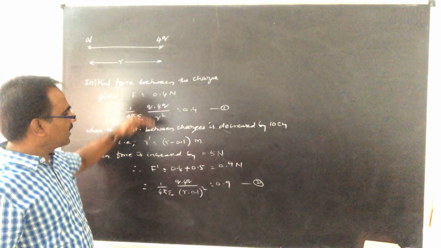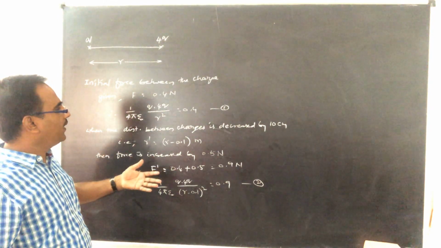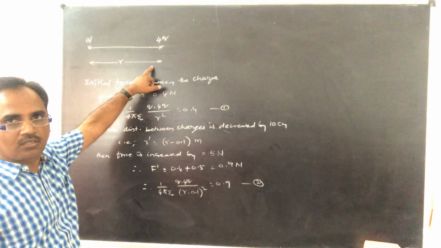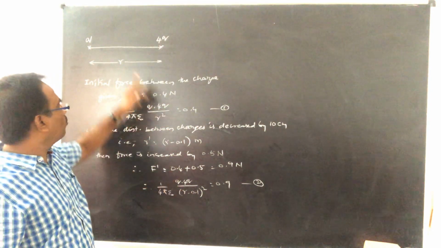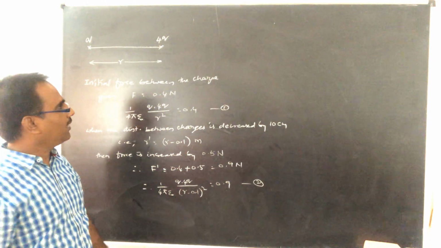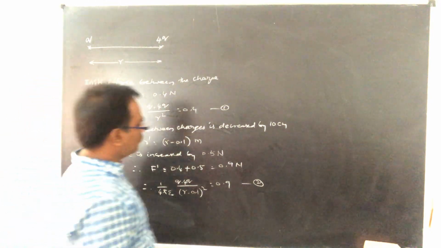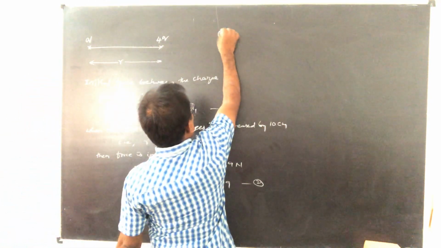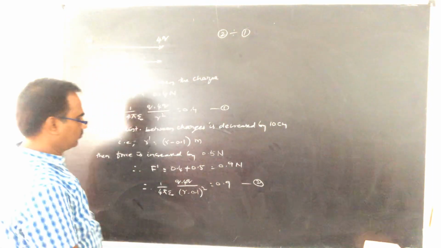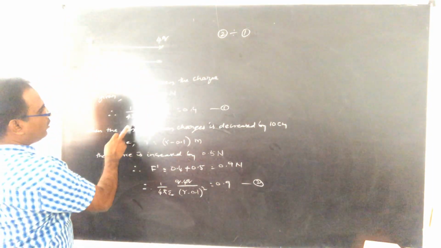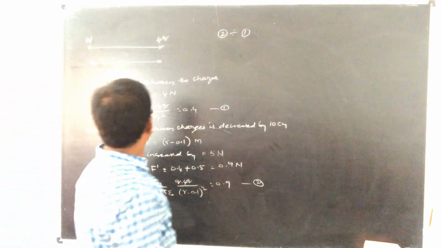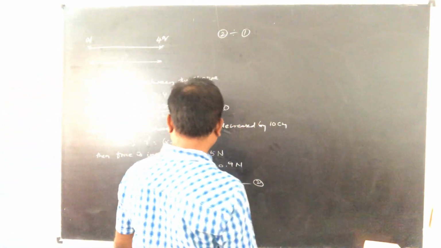Here two statements are given. You are asked to find these charges and initial separation. So two equations are there, two unknown quantities are there. You solve them and you get r and q. So how to solve these two? You divide equation 2 by 1. If I divide these two equations, these common terms will cancel.